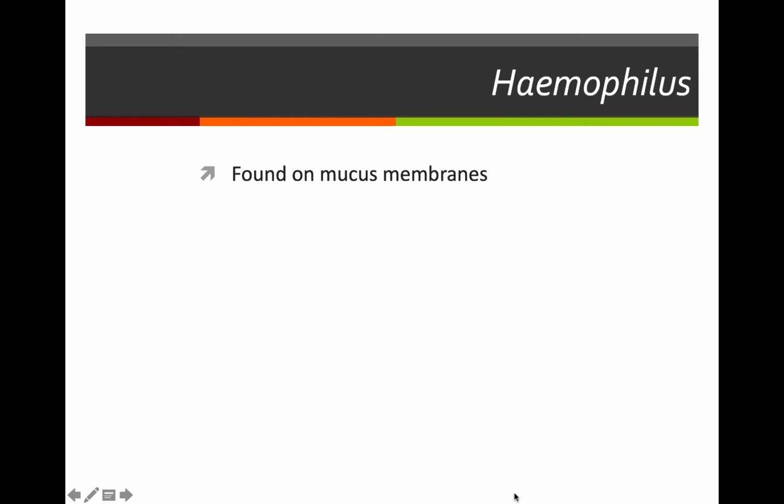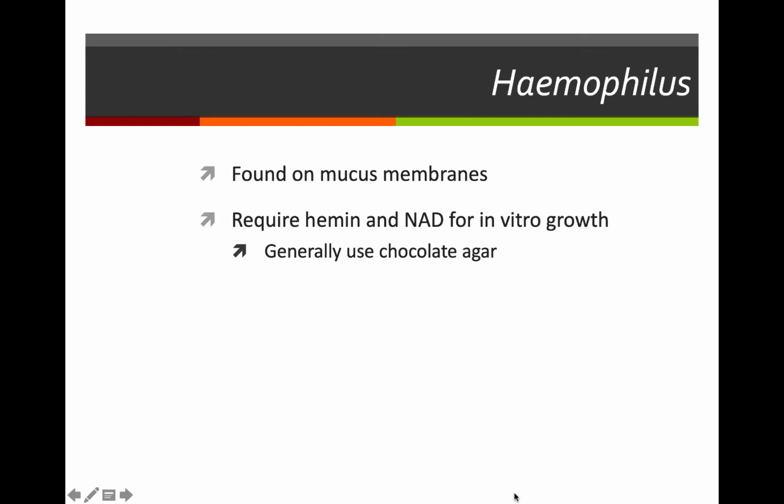Haemophilus is found on mucous membranes. So there are different species that you can find on mucous membranes all over the body. They require hemin and NAD for growth in vitro, meaning for culturing suspected Haemophilus, you would want to use chocolate agar. Again, chocolate agar, not chocolate, cooked blood.